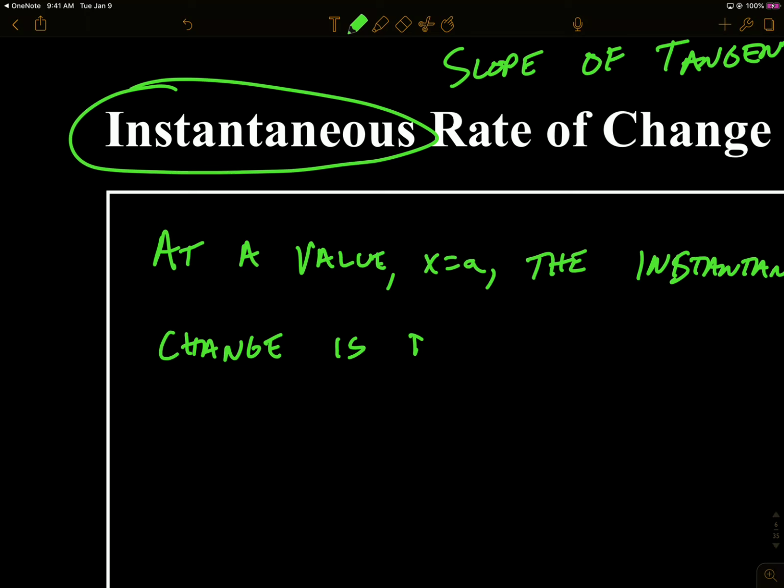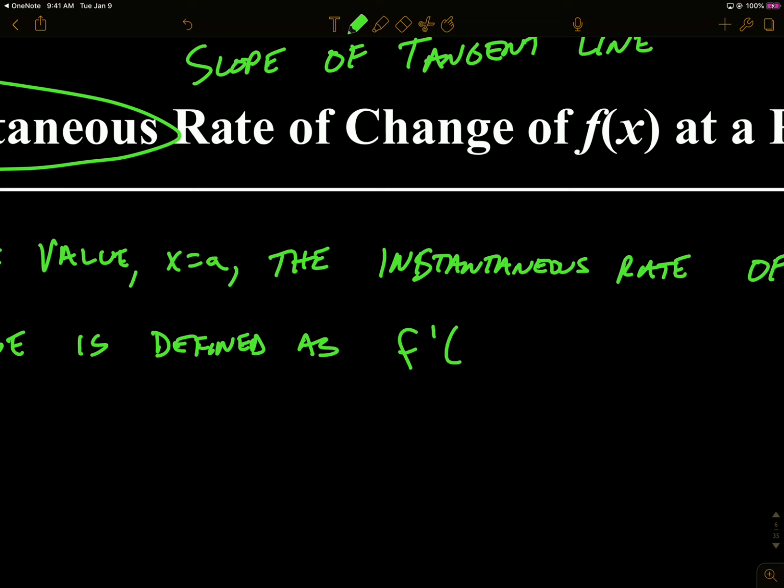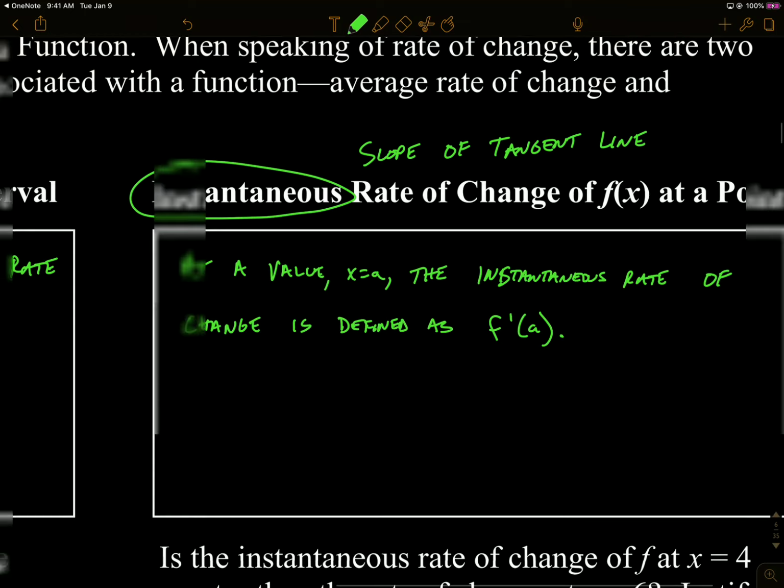is defined as the derivative evaluated at that moment, at that x value, f prime of a. Remember, that's different than f prime of x. f prime of a means we have f prime of x, and we're plugging that x value a into the derivative. That's the instantaneous rate of change.